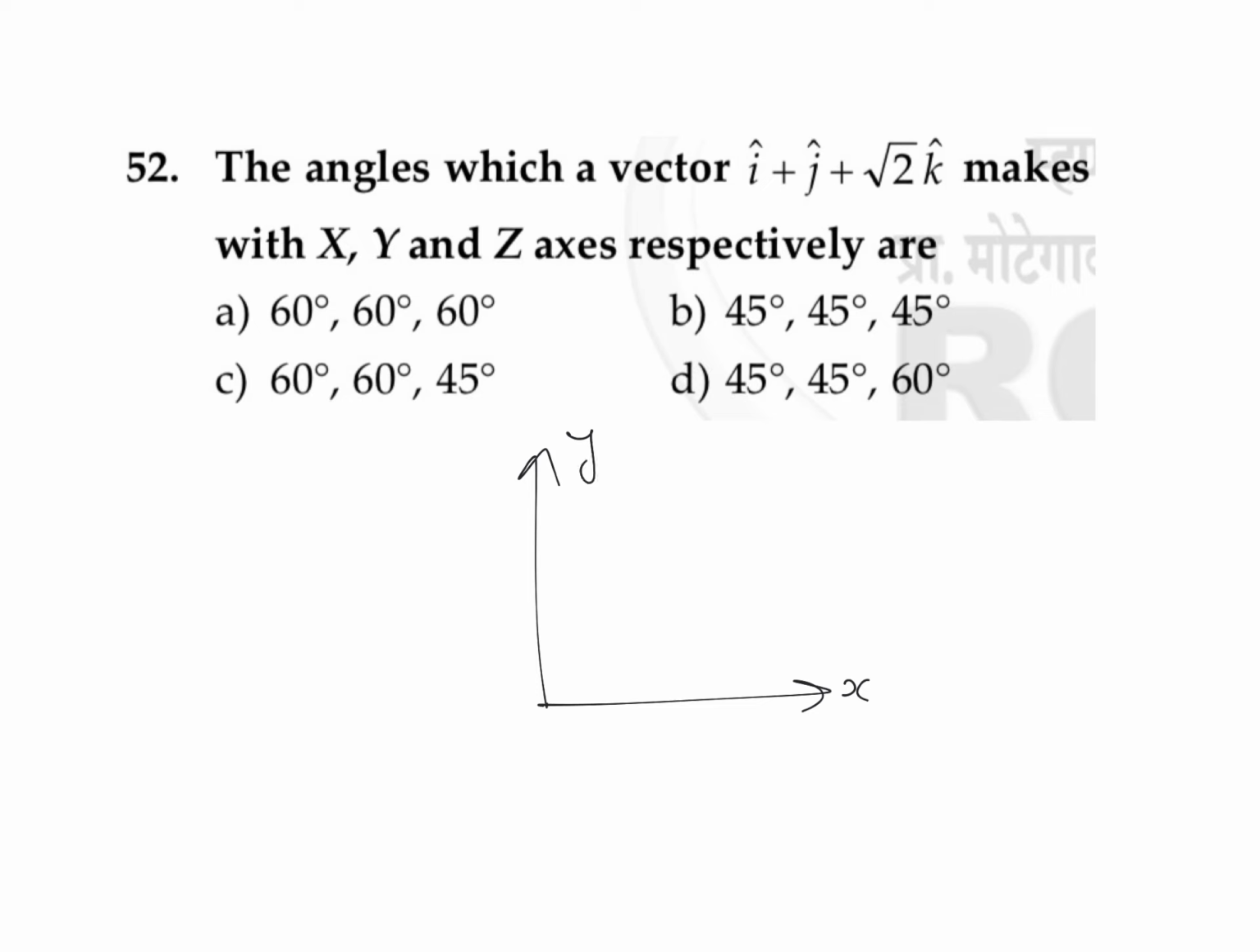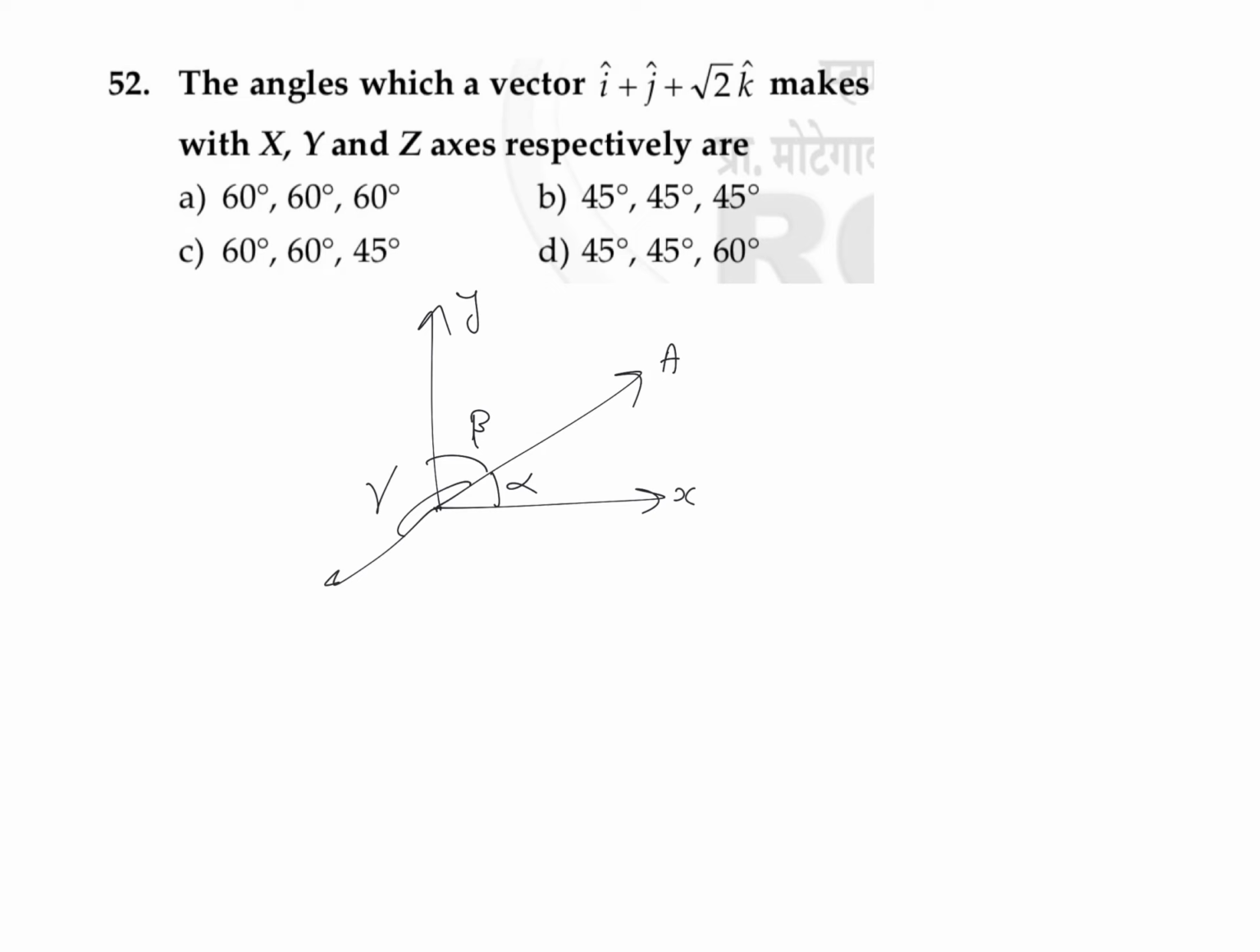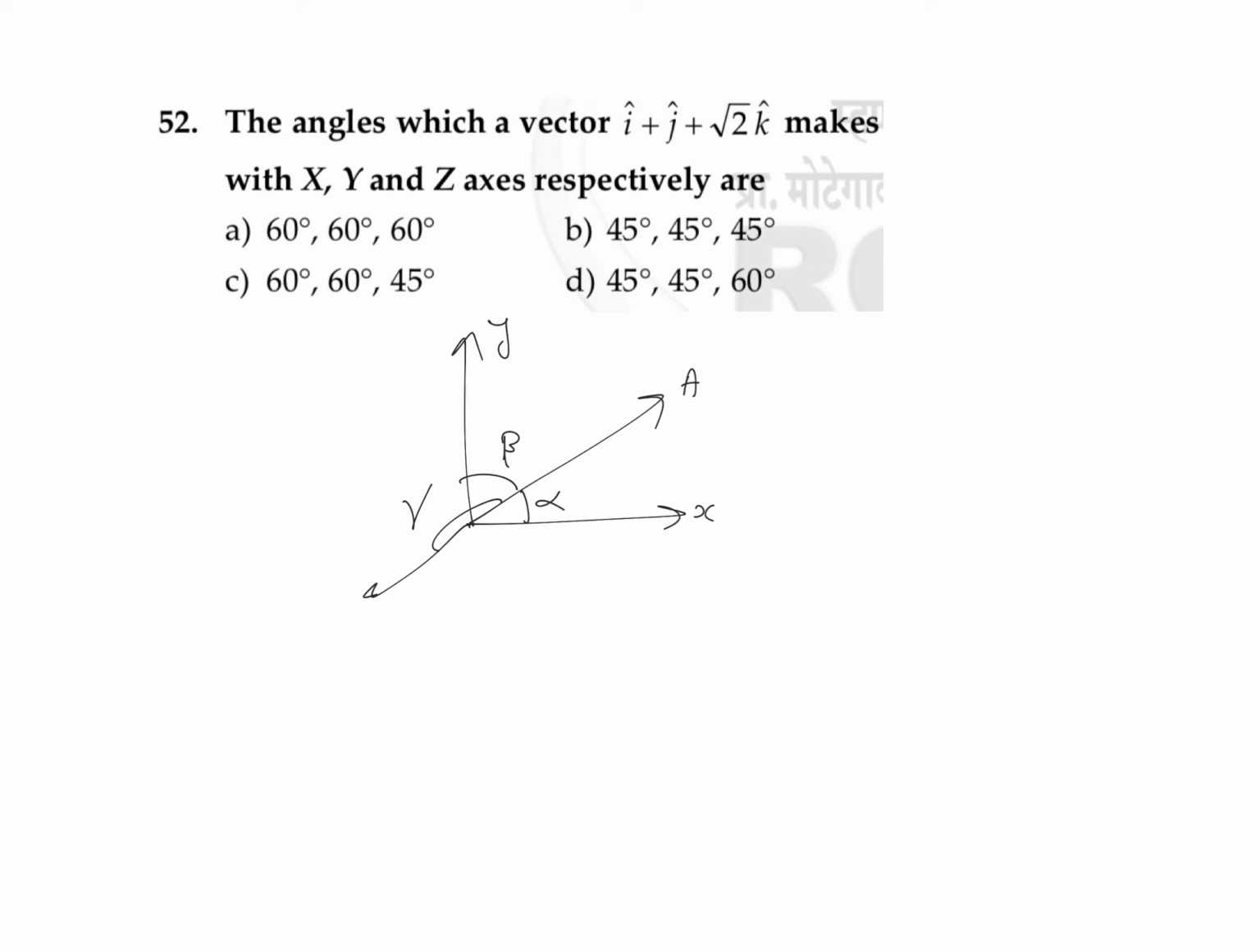which is making some angle with respect to x-axis, that angle we took as alpha, and it's making some angle beta with respect to y-axis, and some angle gamma with respect to z-axis, then cos alpha, cos beta and cos gamma are known as its direction cosines. Then we discussed how to find out the value of cos alpha.